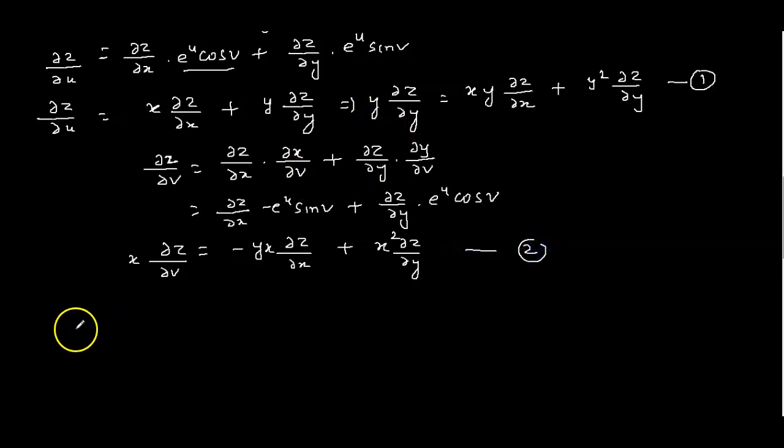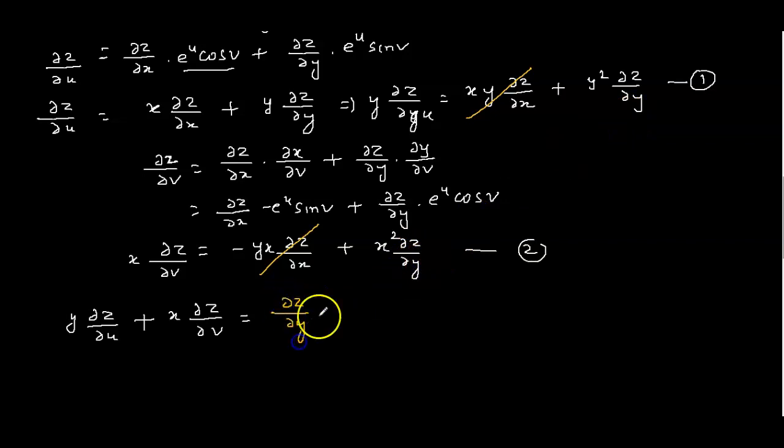So this one, 1 and 2, if you add them, on the left hand side we will get y into del z by del u plus x into del z by del v. This is u, this is v. So you can write here y into del z by del u plus x into del z by del v is equal to this one, and this part and this part will get cancelled here, and we'll get this one. So we can write here del z by del y is common, so we'll get x square plus y square, times del z by del y.